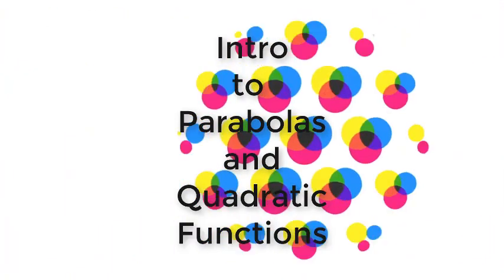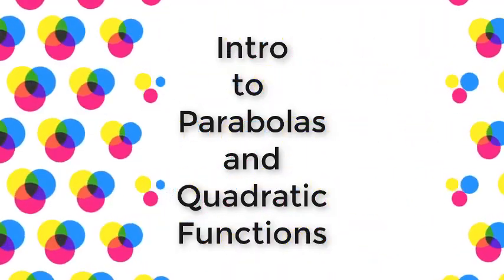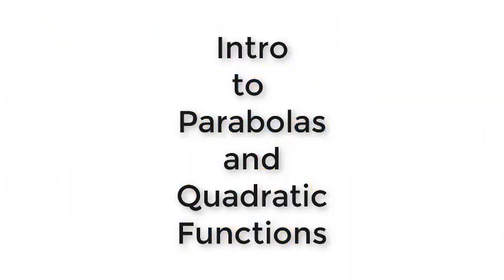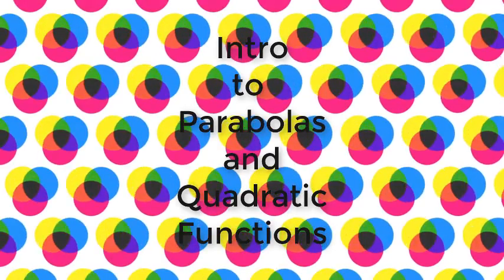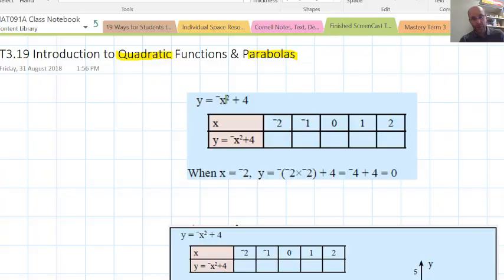So this is the beginning of our look at quadratic functions and parabolas. The parabola is the shape, and the name of the type of function or rule is a quadratic. Well, let's see, we've got this little equation we're given here. As you know, for a table of values, you can substitute different values of x.